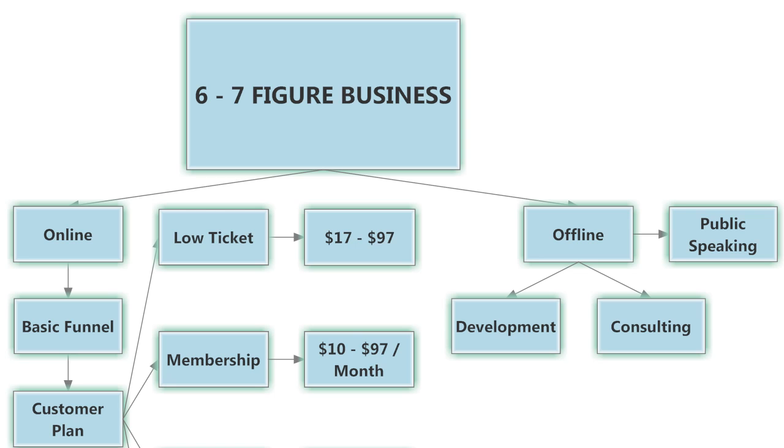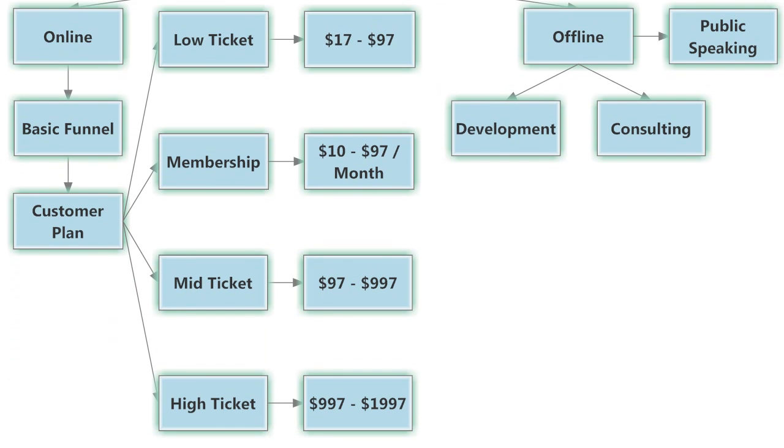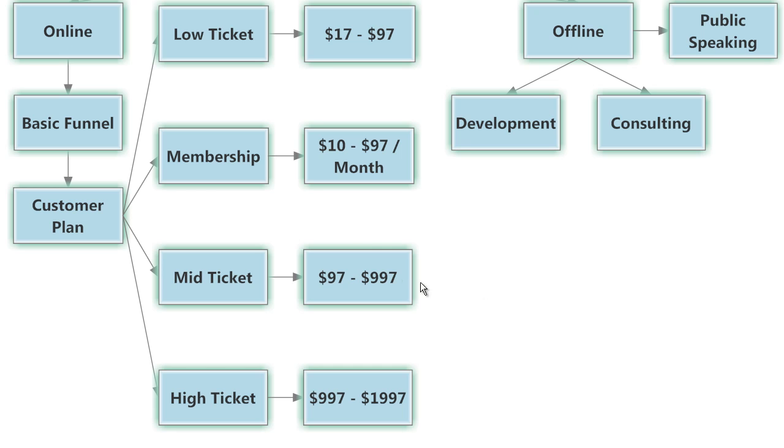So you have the online business and you have your basic funnel and you have your customer plan. These are the things which we went through already. But again, if you want to take things to another level, you just have to break things down a little bit more. So you would have your customer plan and you'd be segmenting your list into low ticket customers, people that are interested in membership sites, still low ticket, mid ticket items and high ticket items.